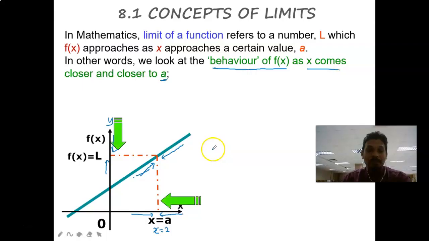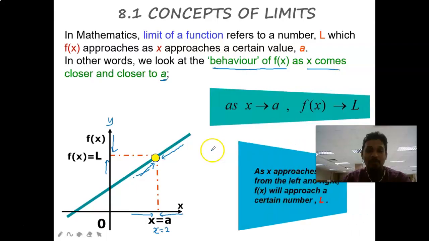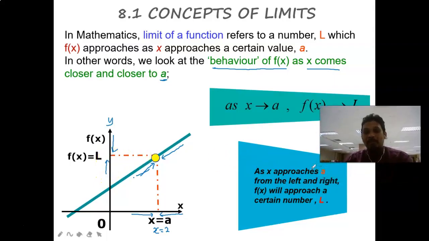Look at the graph here approaching the value of L from left and right, and the value of y approaching L from above and from below. So when x approaches a from the left and right, f(x) approaches a certain value of L.